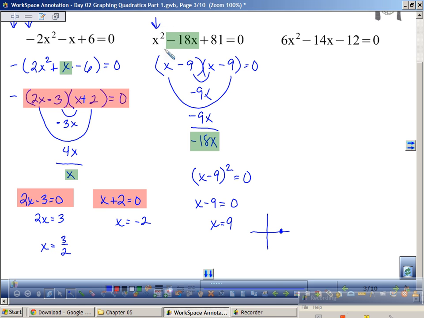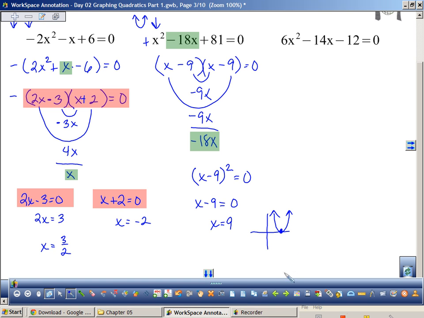It's a parabola because there's an x squared. It's positive, so it's up. But there's only one solution. There's only one x-intercept. Just skimming the graph right there. Touches right there. When you only have one x-intercept, that's all you can do, right? It comes down and it touches it right at 9 and it goes back up. So that would be our vertex, right?